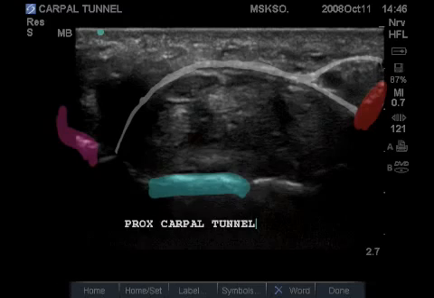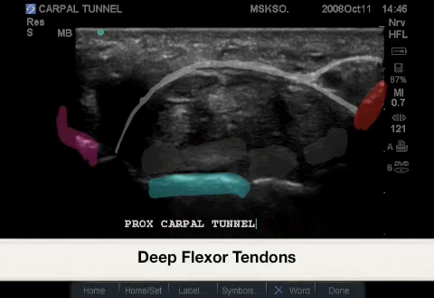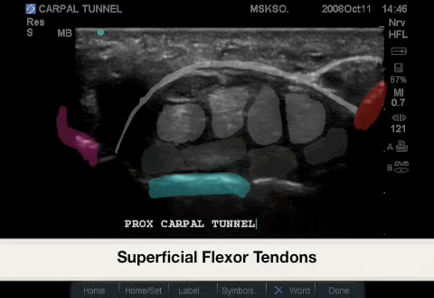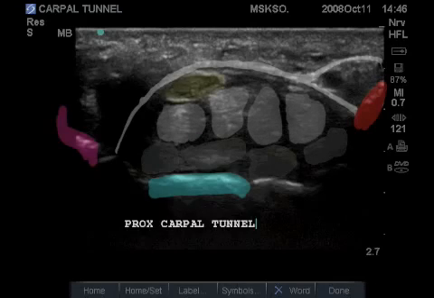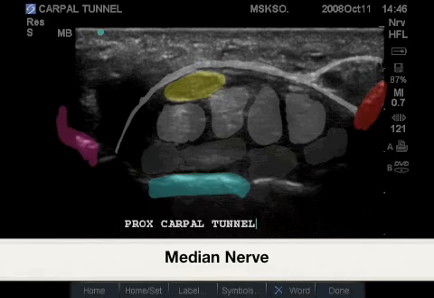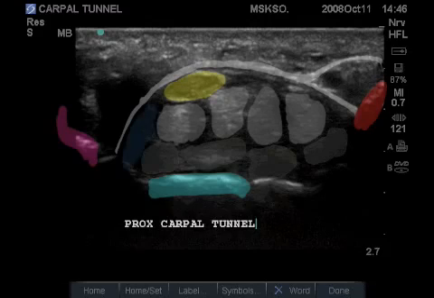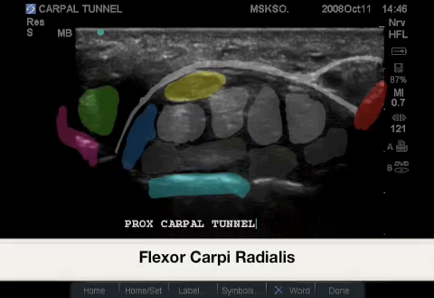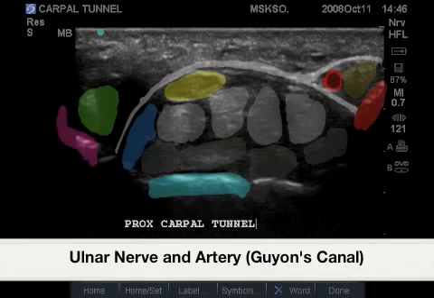In gray are the deep flexor tendons. The light gray are the superficial flexor tendons. The yellow is the median nerve. And in blue, on the far radial aspect, bordering the scaphoid, is the flexor pollicis longus, flexor carpi radialis, and the ulnar nerve and ulnar artery, creating Guyon's canal.